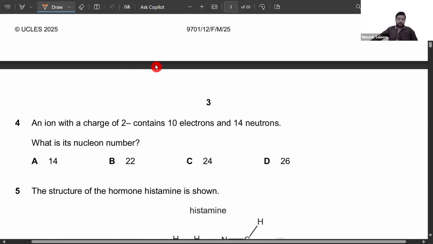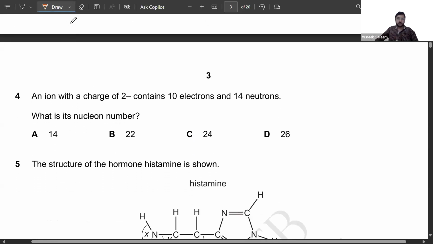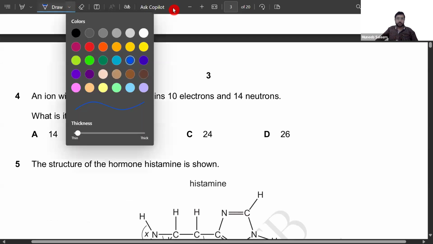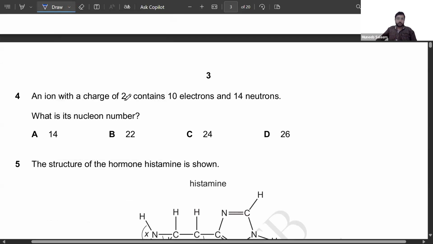Now the next, question number 4. An ion with a charge of 2 negative contains 10 electrons and 14 neutrons. What is its nucleon number? If the ion has a 2 negative charge, it means these 10 electrons already include 2 added electrons, or 2 gained electrons. Out of the 10, 2 electrons were gained, which means the protons should be 2 less, so there must be 8 protons in this ion.